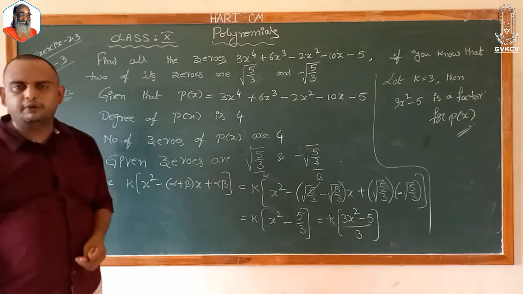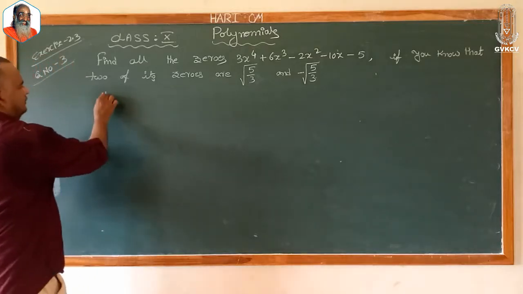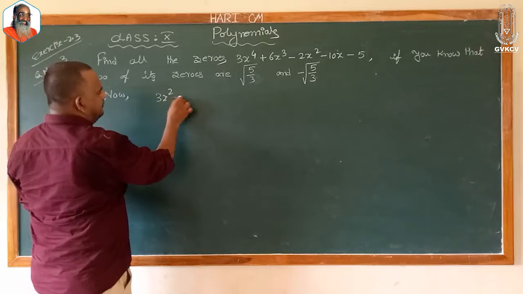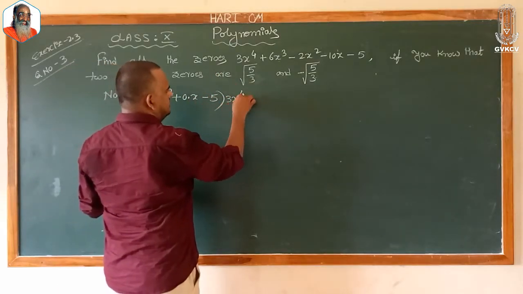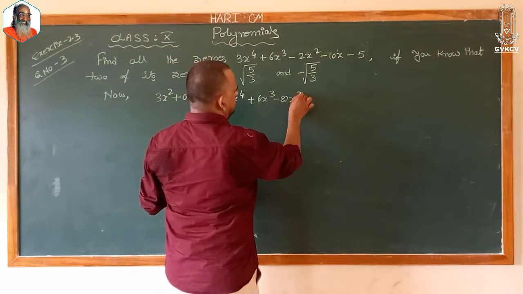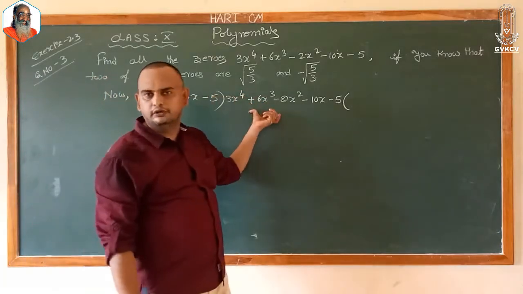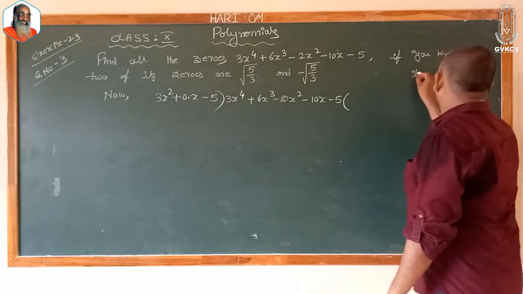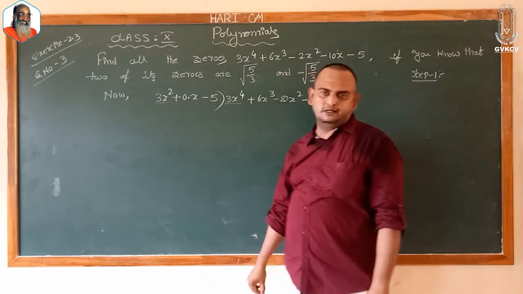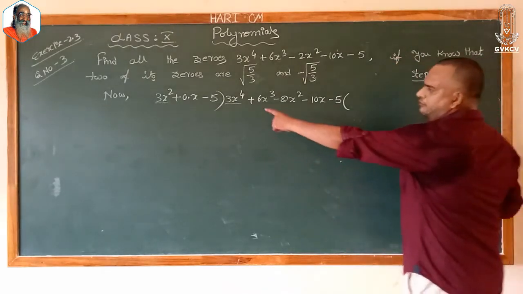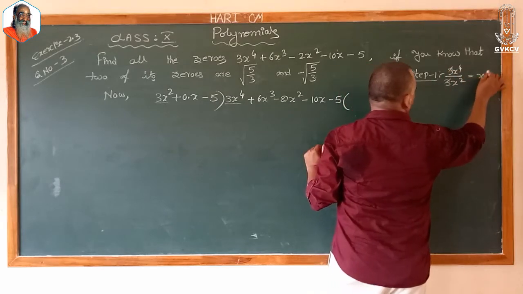Next, what are we going to do? Now we are going to apply the division. Let us divide the given fourth degree polynomial with the second degree one. With 3x^2 plus 0 into x minus 5, I am going to divide the fourth degree polynomial 3x^4 + 6x^3 - 2x^2 - 10x - 5. Now let us have the steps. Step 1: the first term of the dividend by the first term of the divisor. So first term 3x^4 by first term of the divisor 3x^2. 3 gets cancelled. We have x^2.